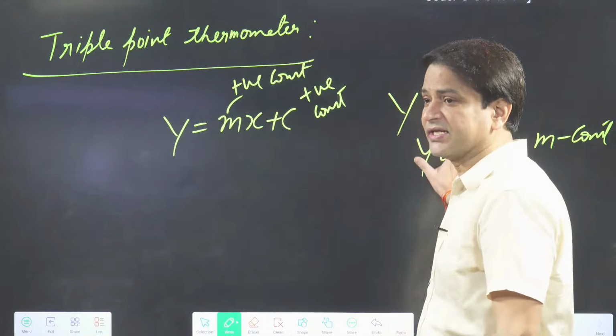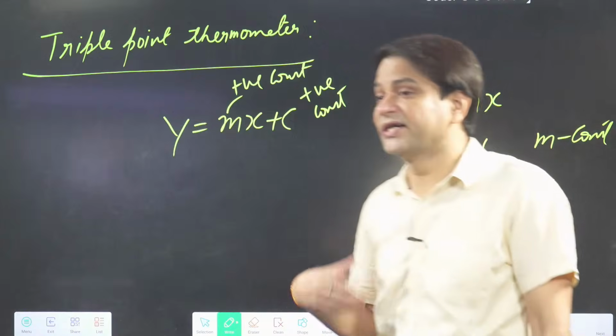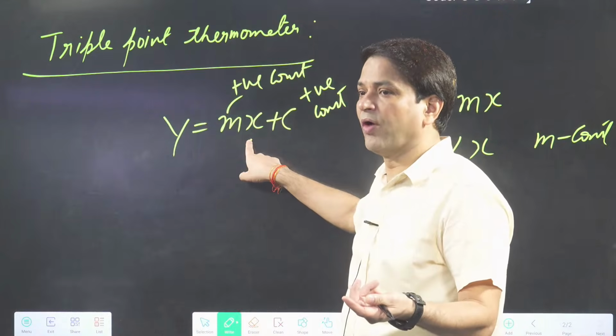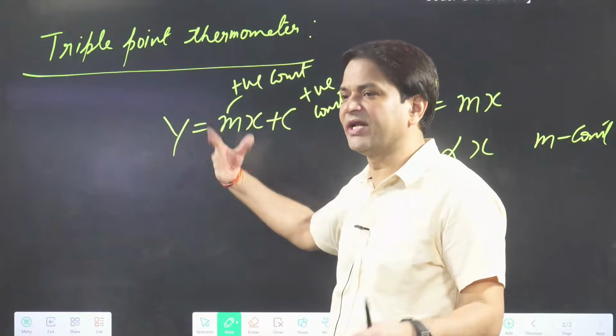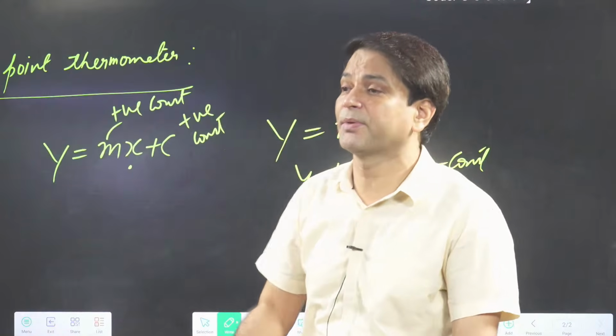Here proportionality is there. If I double the x, y will also get doubled. So here I can say y is directly proportional to x. But here if I double the x, y will not get doubled. It will increase, but it will not double. So here I cannot say y is directly proportional to x.